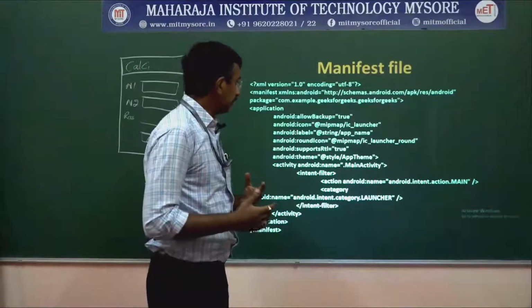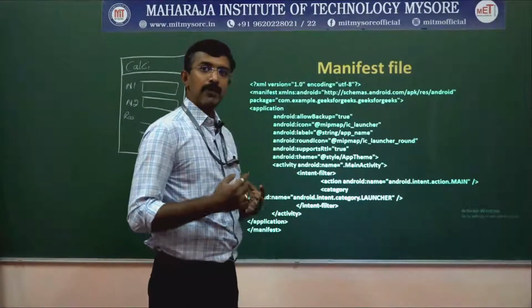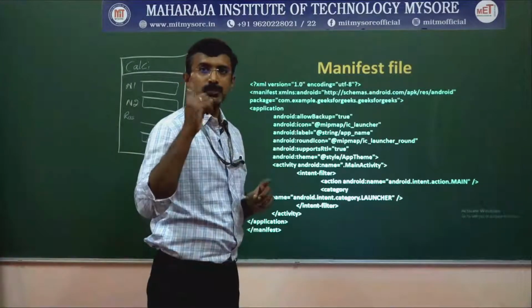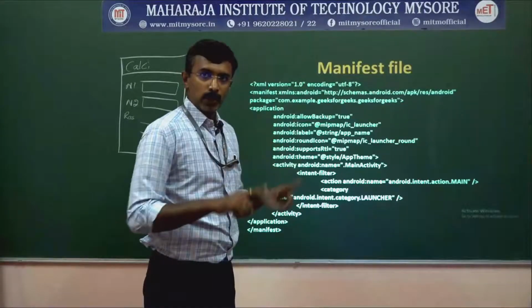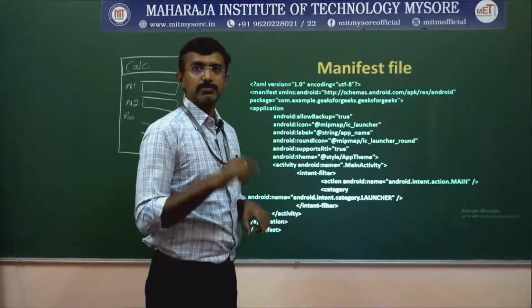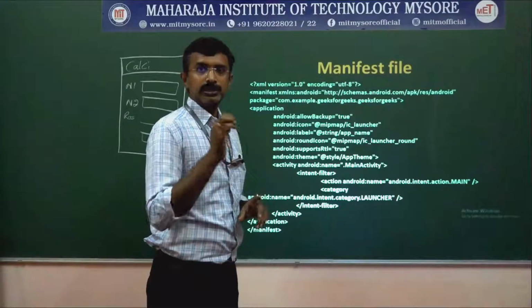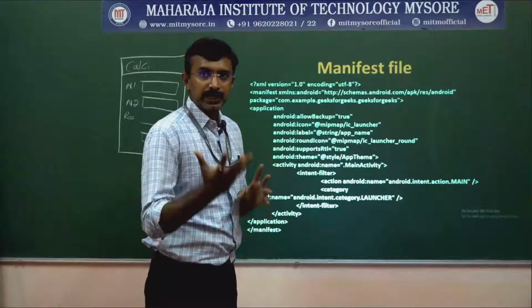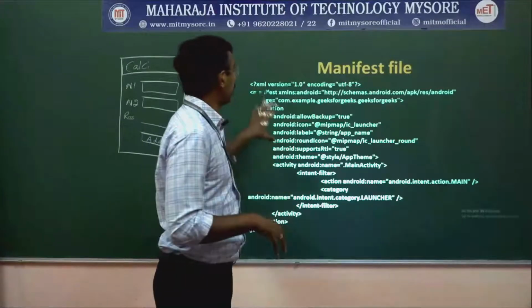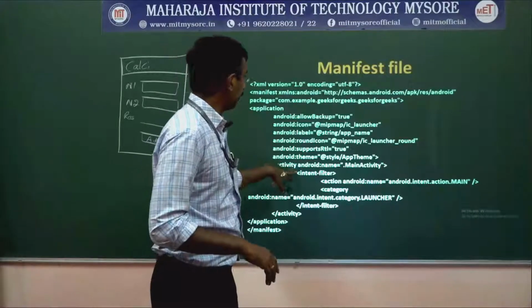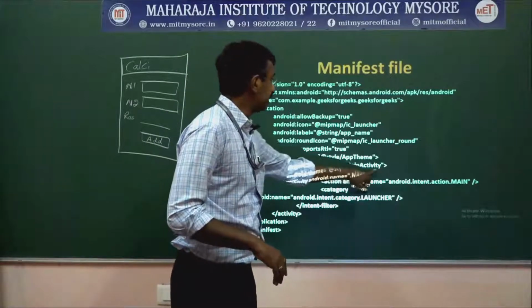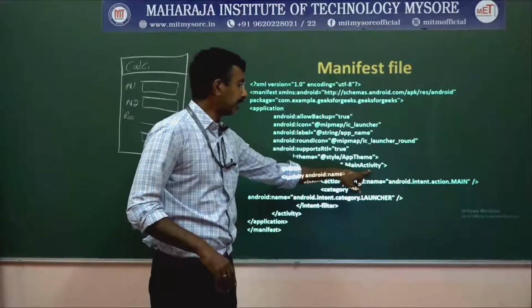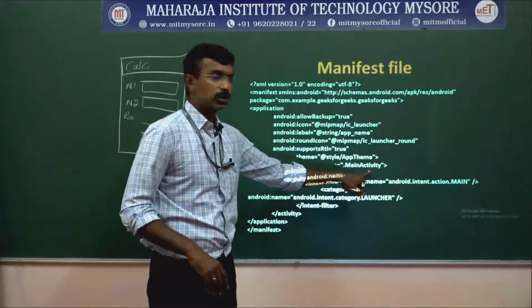A simple example is the single window Hello World application we developed, which had only one activity, which means only one screen. That screen name was main activity. In that application, there is a first screen which needs to be launched, and that information is also maintained in our manifest file. The main activity is your first activity which should be launched.